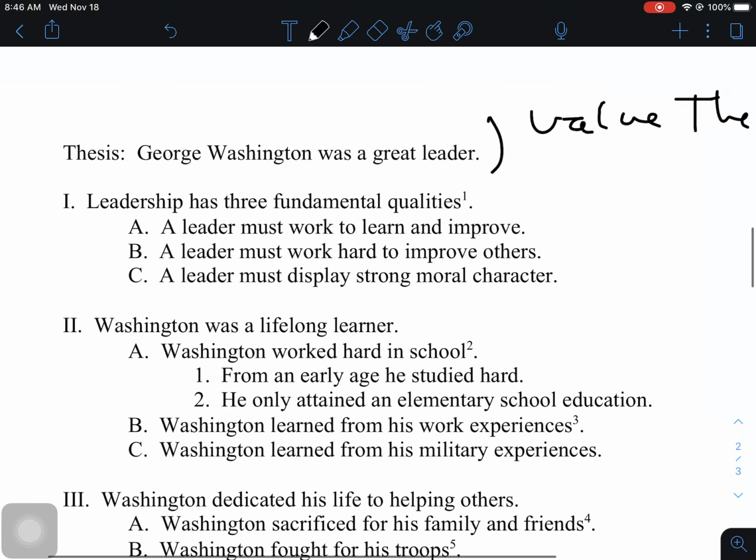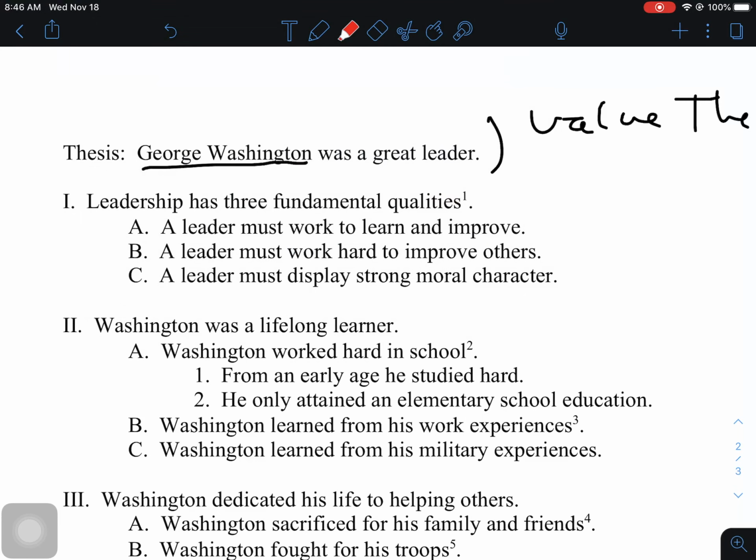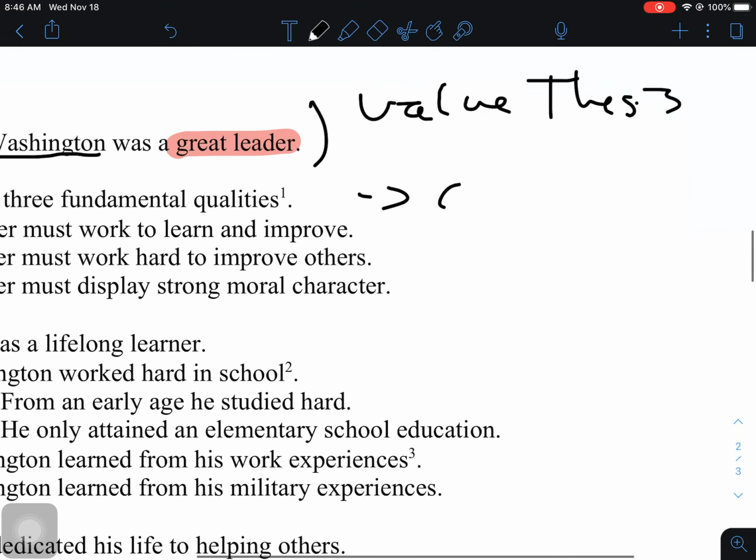And that value thesis should have a matter under consideration, and then it should have, I'm going to go ahead and highlight this, a problematic. That is a value. He's a great leader. So as you do that, the first thing you need to do to establish that Washington is a great leader is make sure that you've established the criteria.